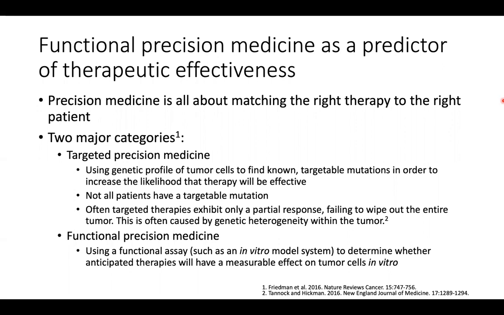The second important category is functional precision medicine. This uses a functional assay, such as an in vitro model system, to identify therapies or combinations of therapies that have an effect on cancer cells derived from actual patients. These assays have strong clinical relevance and have been demonstrated to obtain results that are predictive of patient outcomes.